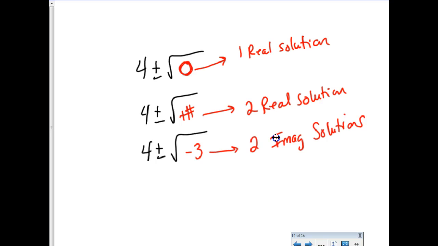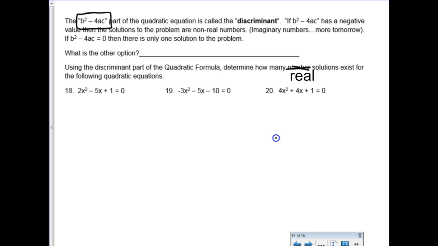So that's how our discriminant can help us figure out what kind of solutions we have. You don't have to go through the whole quadratic formula. All you need to do is figure out if the discriminant is a positive number, you're going to get 2 real solutions. So what do we have here? B squared, sorry, C.